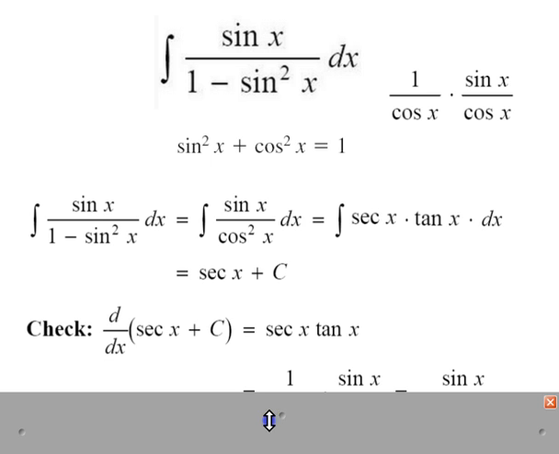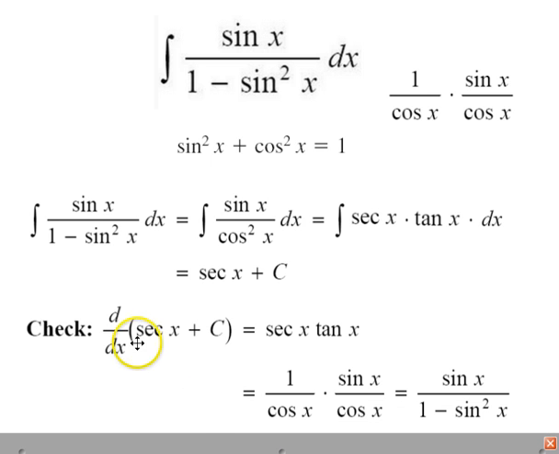And here's your quick check. The derivative of secant is secant tangent. The derivative of c is 0. Secant can be converted into a reciprocal identity of 1 over cosine, and tangent can be switched into sine over cosine. That together makes sine over 1 plus sine squared, which was my original integrand, so I know I'm correct.